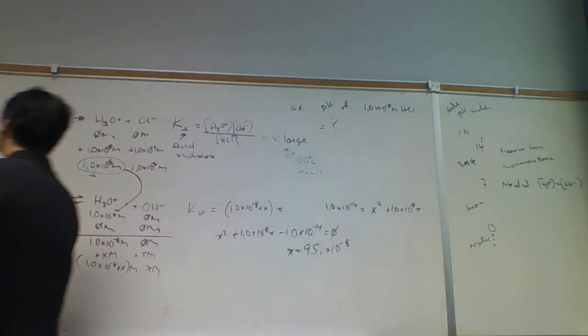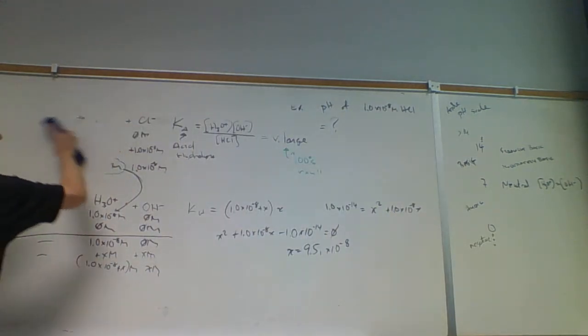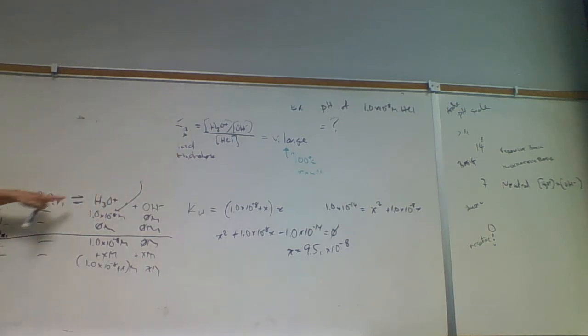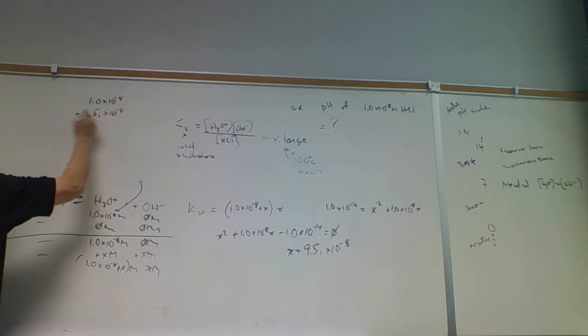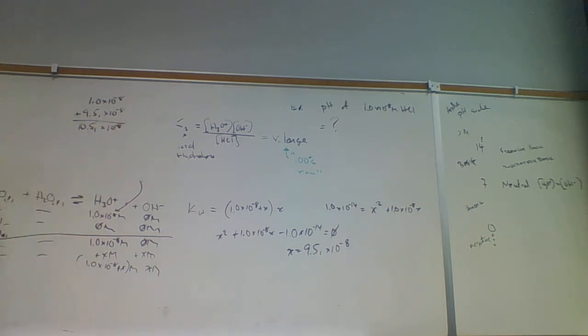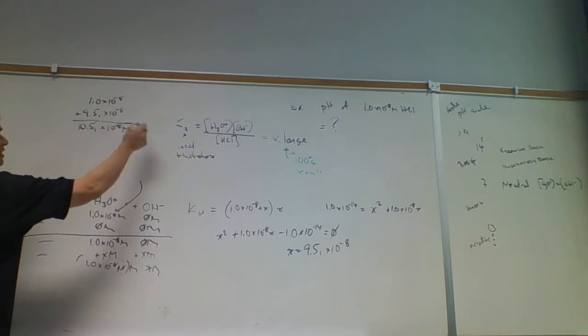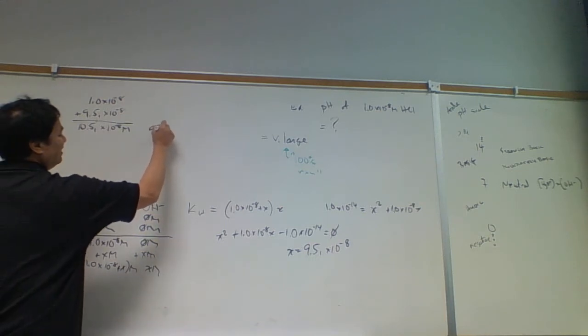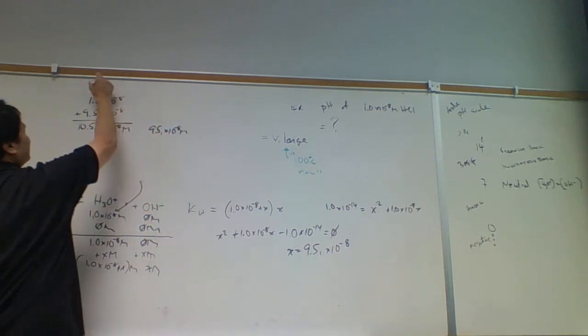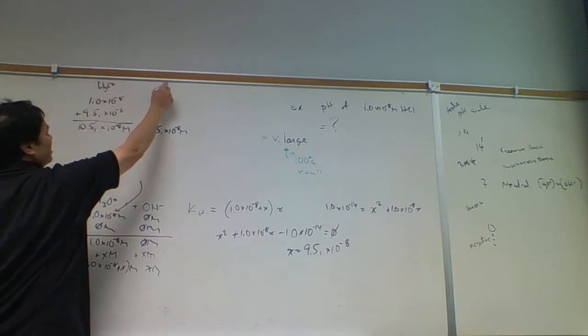All right, so go ahead and plug those in here. So the hydronium ion concentration, I'll just continue it up here, is going to be 1.0 times 10 to the minus 8 plus 9.51 times 10 to the minus 8, which is going to give me 10.51 times 10 to the minus 8 molar. And then the hydroxide ion concentration is going to be 9.51 times 10 to the minus 8 molar.